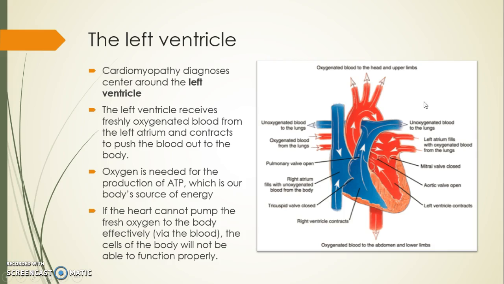The oxygen that we breathe, which comes into our blood and is circulated around the body, is needed for the production of ATP, which is our body's energy source. If the heart cannot properly fill up, or if it can't properly pump the blood out to the body, then the cells will not receive the oxygen that they need to perform almost any of their functions.